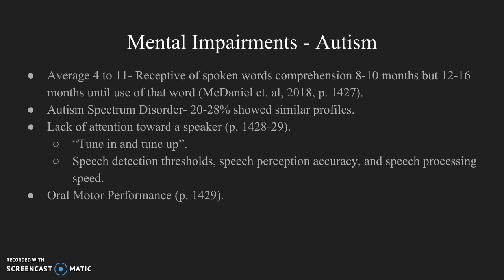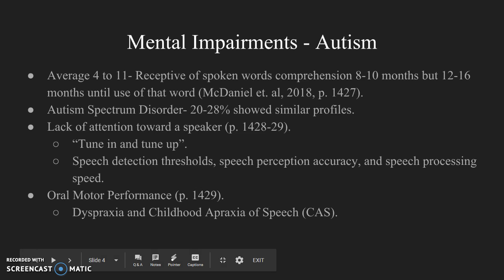Now, the other factor to show us that autism has an impairment with this is oral motor performance. Now, dyspraxia and childhood apraxia of speech could be a factor. Dyspraxia is a form of motor function that is failing to reach its full potential. Childhood apraxia of speech is when a child tries to say or speak certain things, but they are unable to shape their mouths and tones in order to reach the words they are seeking.